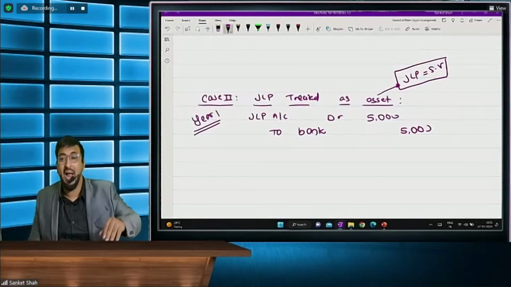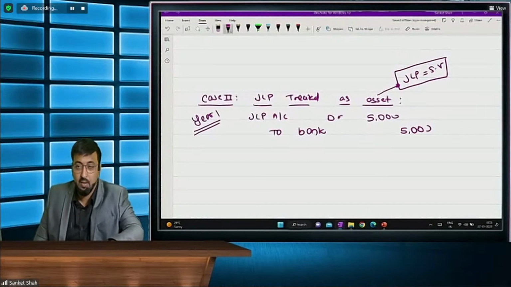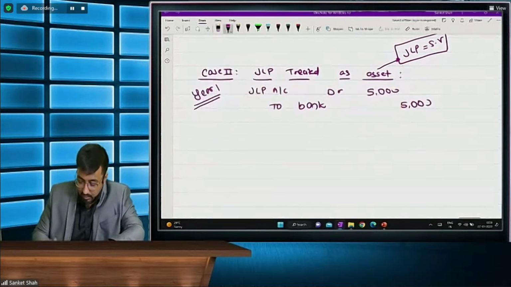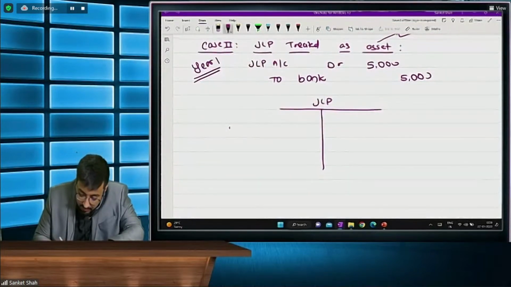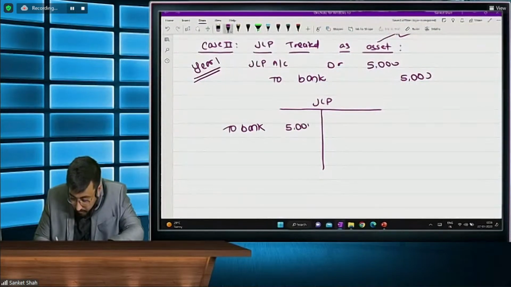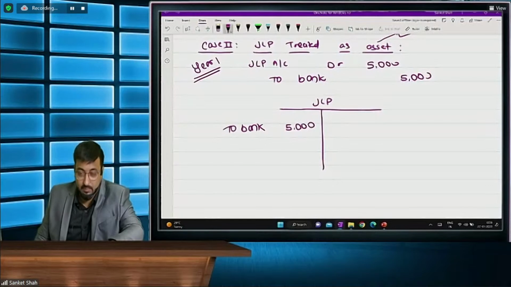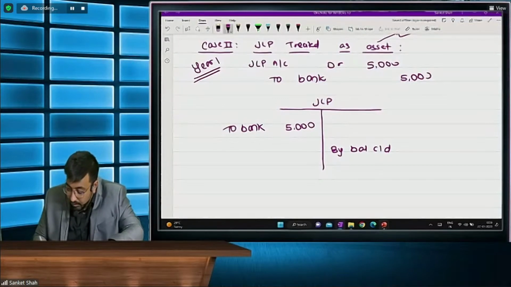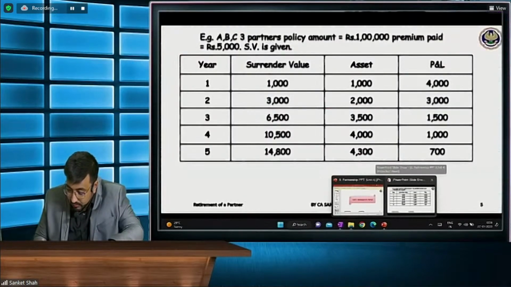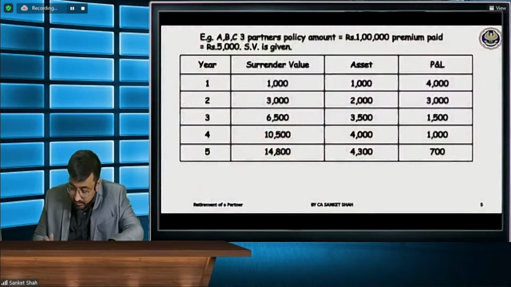JLP to bank 5,000. Wait. But now see, JLP to bank 5,000, but you won't transfer it to P&L. Out of this, your first year balance, I will write surrender value in the question.